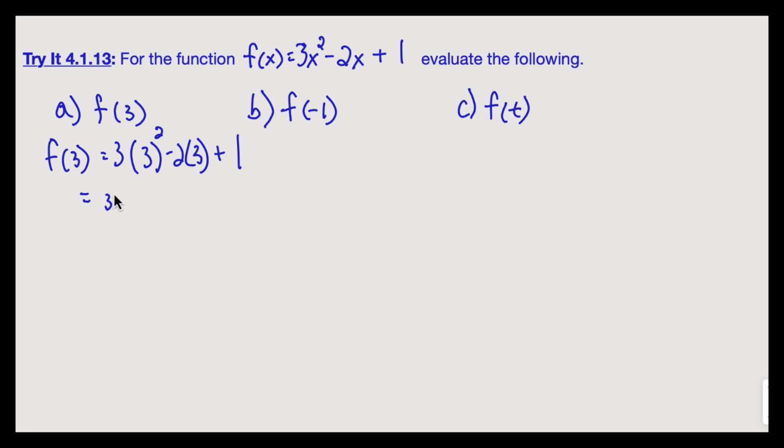So that's 3 times 3 squared is 9, minus 2 times 3 is 6, plus 1. So that's 27 minus 6 plus 1. 27 minus 6 is 21, plus 1 equals 22. So f of 3 is 22.